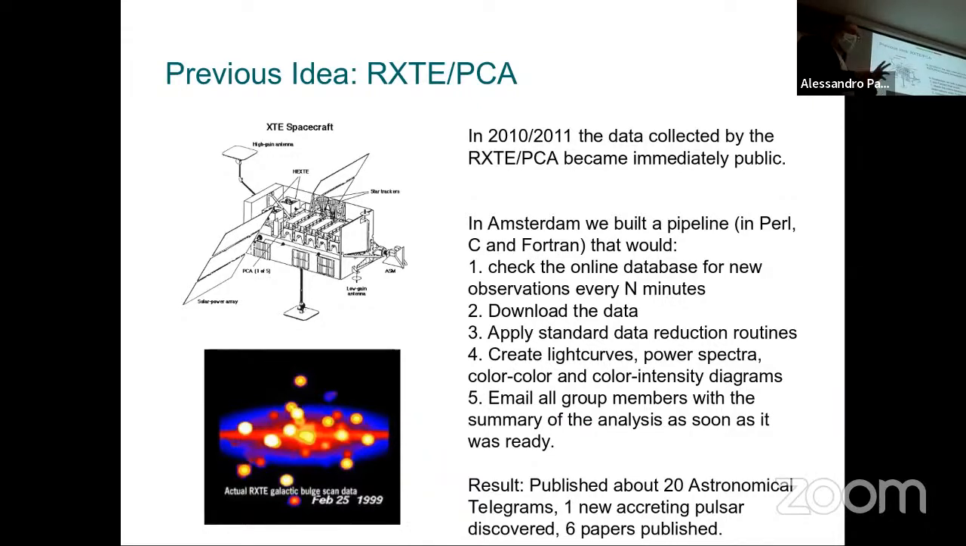And what we were doing is that this pipeline was checking the website where the data were stored every few minutes, and downloading the data. Then it was applying standard reduction routines that are proper of this instrument. And then with our software, we were creating light curves, power spectra, color intensity diagrams, and so on. And then we were getting emails, all group members were getting emails. And then, of course, we were almost always the first to find something new. And indeed, we published about 20 telegrams. We found a new accreting pulsar. We published 6 papers, basically doing almost nothing actively. This was just by receiving the products of this pipeline.